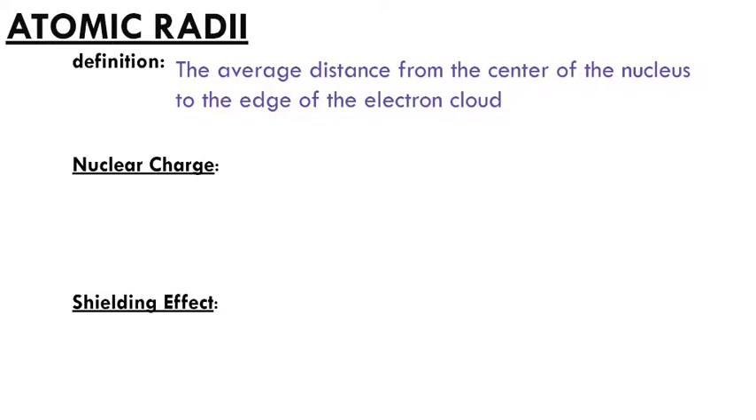Well, first off, radii is just the plural for more than one radius. So what we're talking about here with atomic radius is the average distance from the center of the nucleus to the edge of the electron cloud.